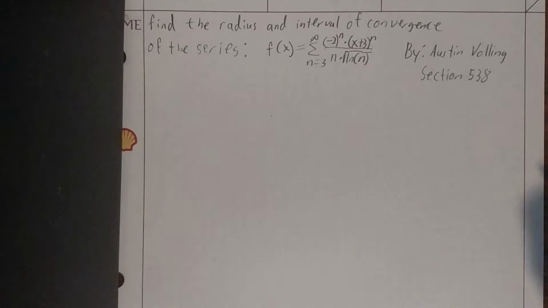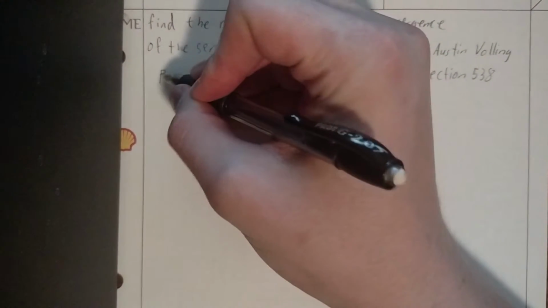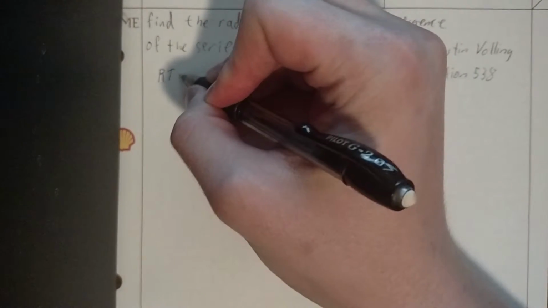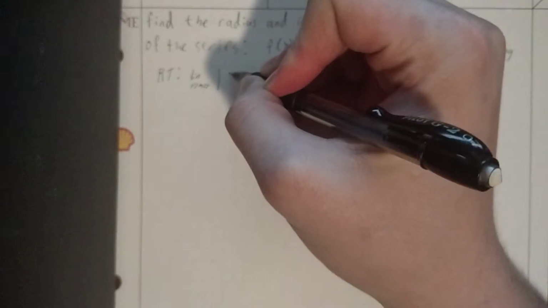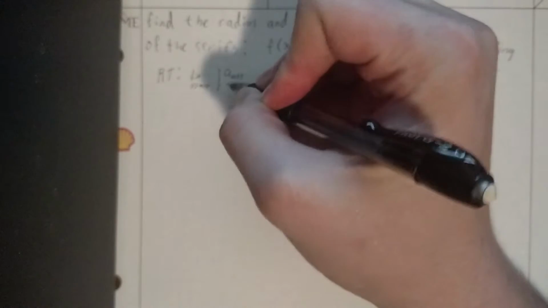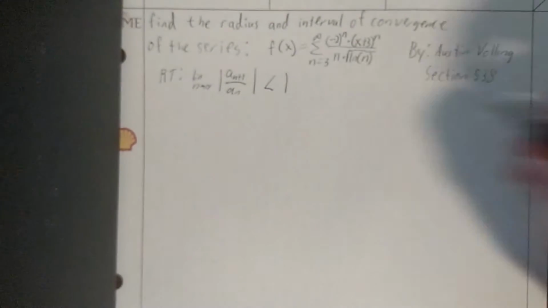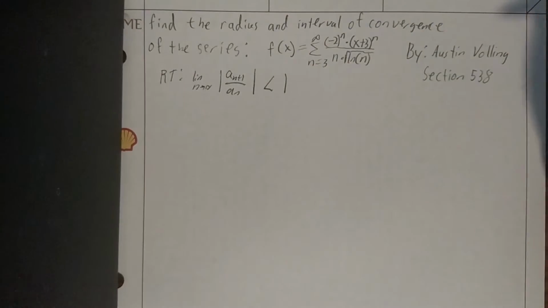We will start, like all power series, by taking the ratio test, which states that the limit as n approaches infinity of the absolute value of a of n plus 1 over a of n is less than or equal to 1 if the series converges.